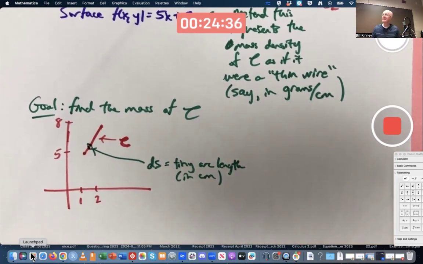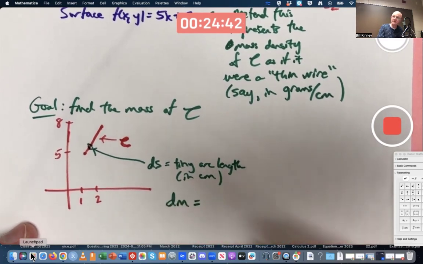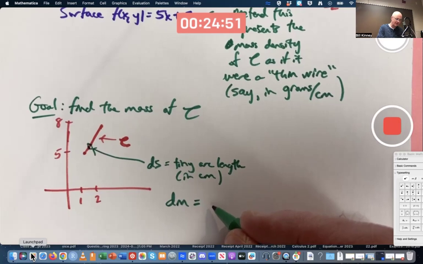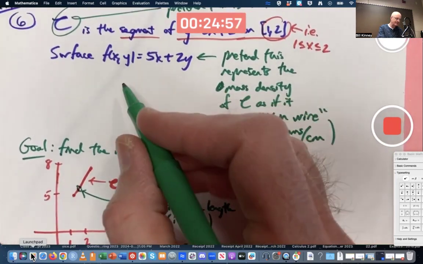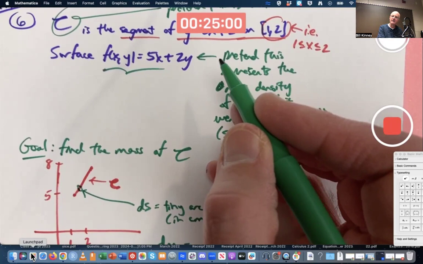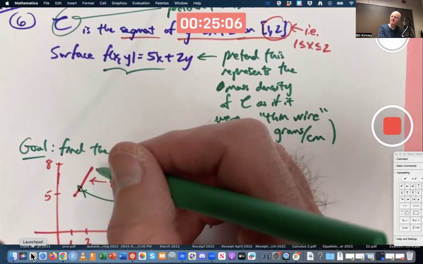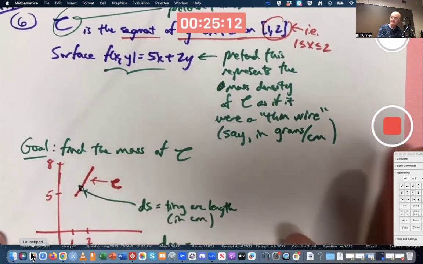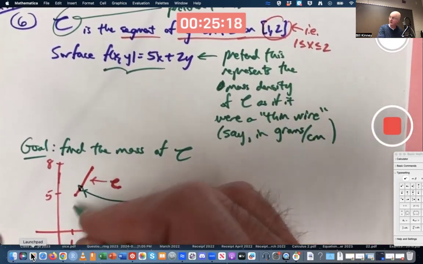What's the mass of the tiny chunk? The small mass, dm, of the tiny chunk should be the density in grams per centimeter times the length of the tiny chunk in centimeters. The value of the function f times ds. It's going to be helpful to think of this curve as being parametrized by arc length, meaning we're going to ultimately think of this as a parametric curve. We aren't yet. We're thinking of it as a graph of a function. Think of it as a parametric curve where s represents how far along the curve you've gone.